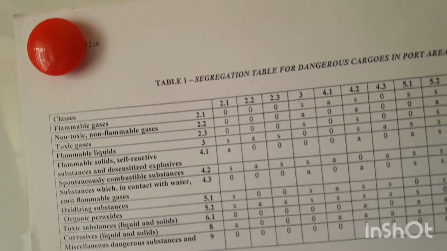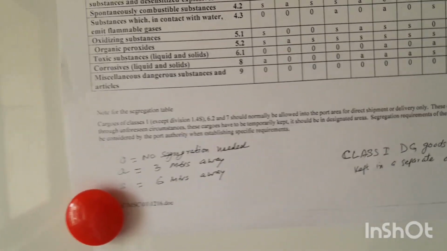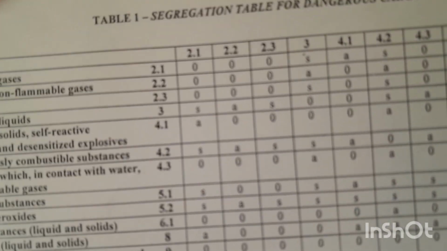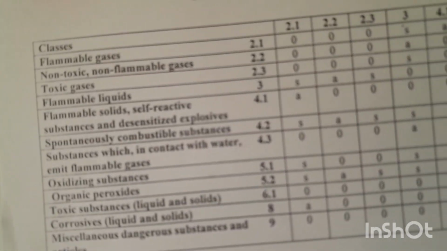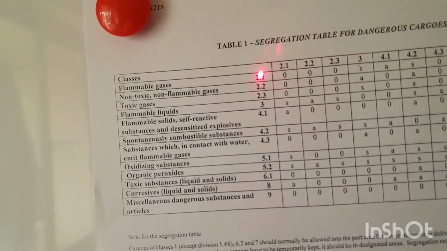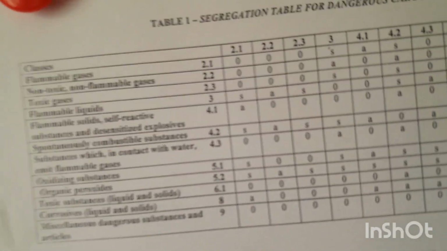Wherever you find an A mentioned, like let us say somewhere here is A, somewhere here is yes. So A means away. When you say A means away, you have to keep a space of minimum 3 meters. These two classes of goods have to be kept away by a distance of at least 3 meters. And then you say yes. Yes means separated. Like here you say 2.1 with respect to 3, it is mentioned as yes. Separated means they have to be kept away from each other by at least 6 meters.